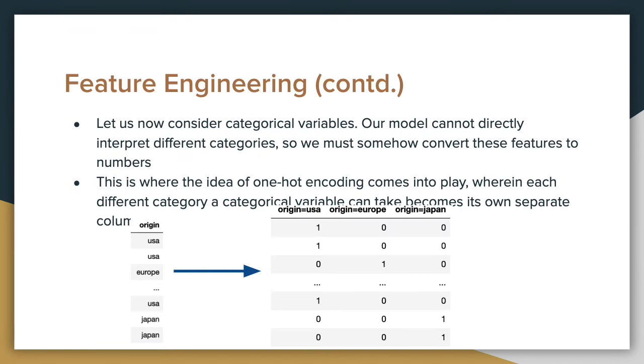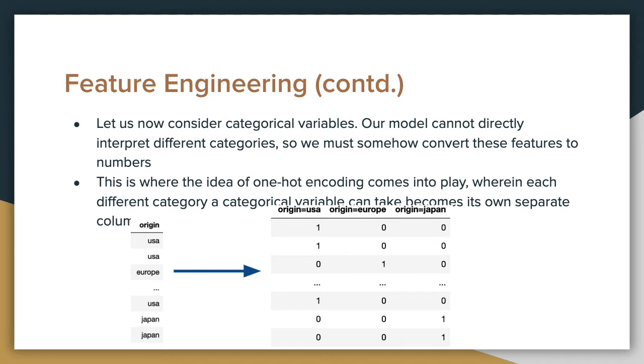Moving on with categorical variables, these can be a little trickier because our model doesn't directly interpret different categories. If you told a model to interpret small, medium, large, it wouldn't be able to inherently tell that there might be some kind of ordering between your different categories that might be relevant in your model.